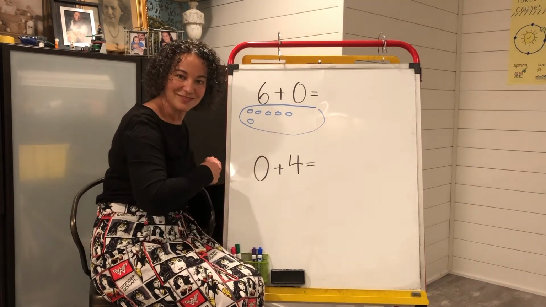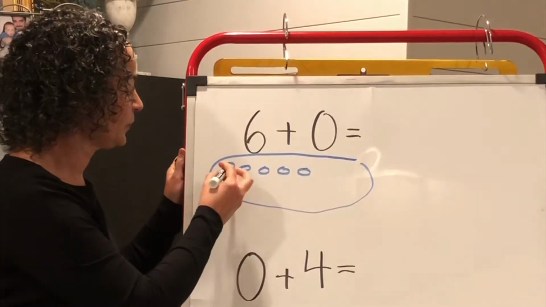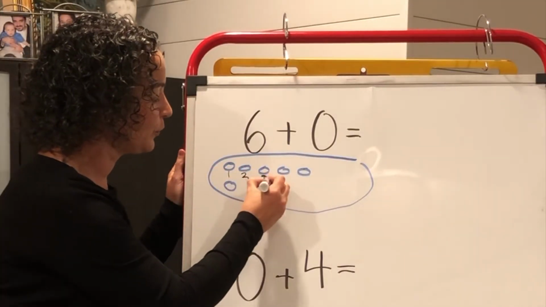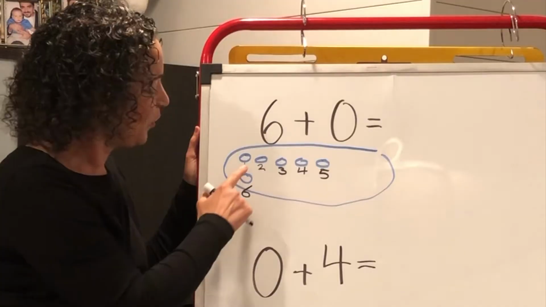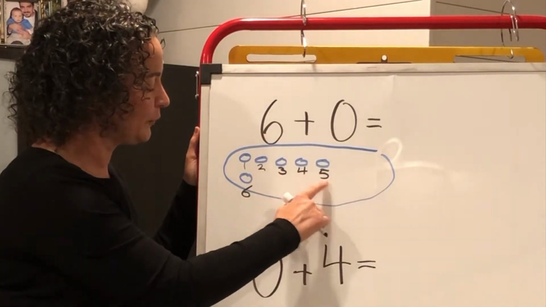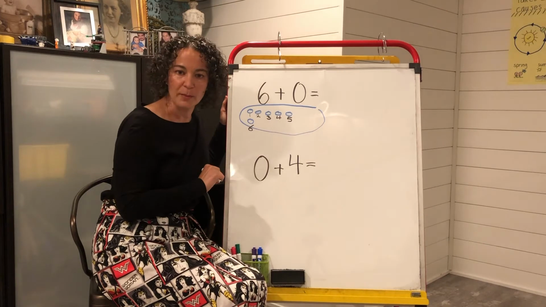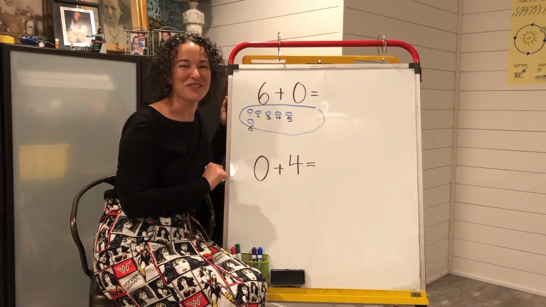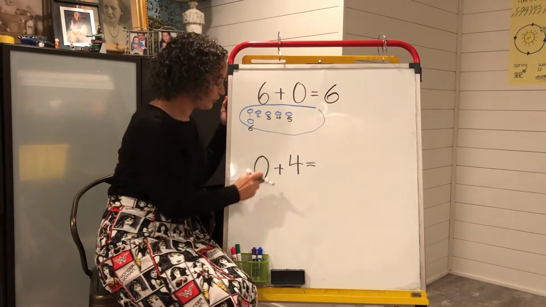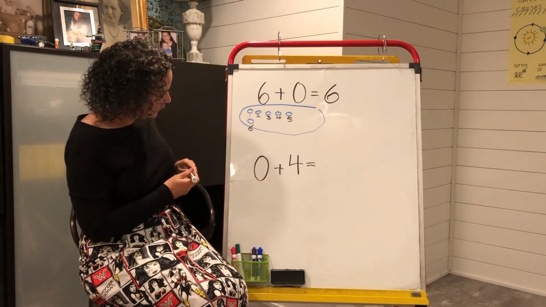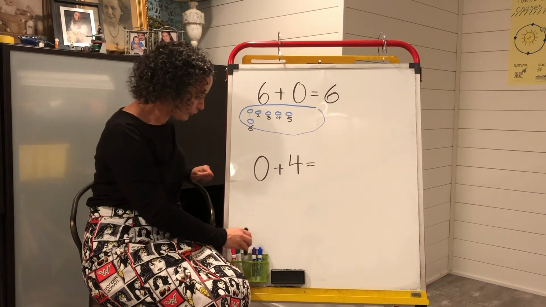Can you help me count? Fantastic. Here we go. 1, 2, 3, 4, 5, 6. Help me count it again. 1, 2, 3, 4, 5, 6. So what's our sum of 6 plus 0? Yes, you're so smart. 6 plus 0 equals 6. Let's try this one. All right, my friends, I've got 0 plus 4.